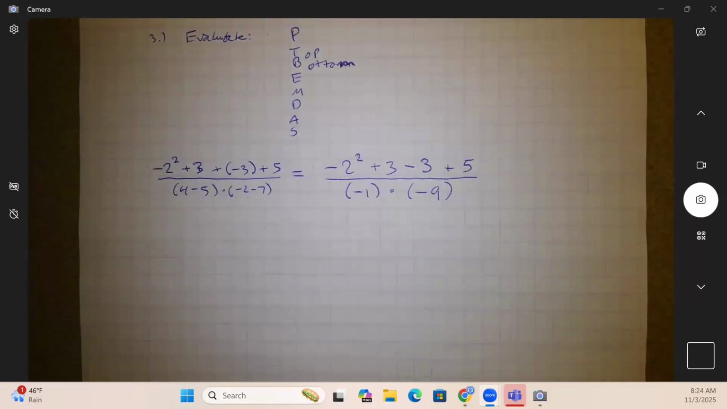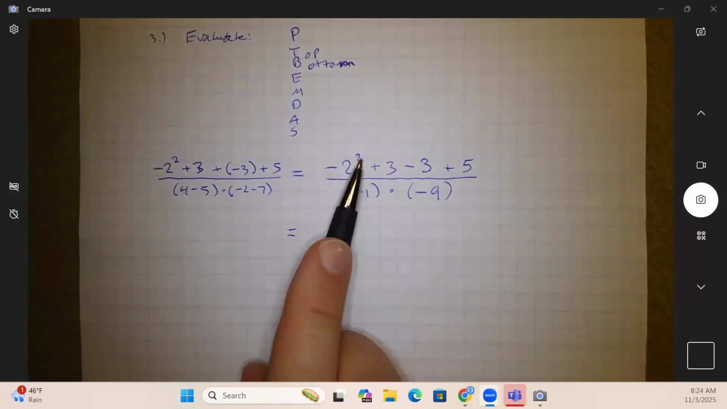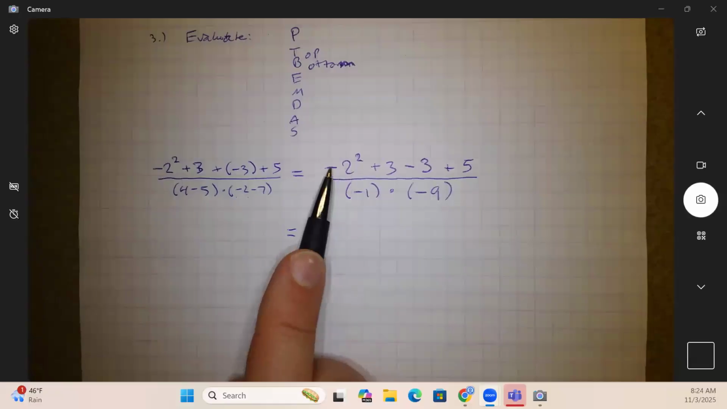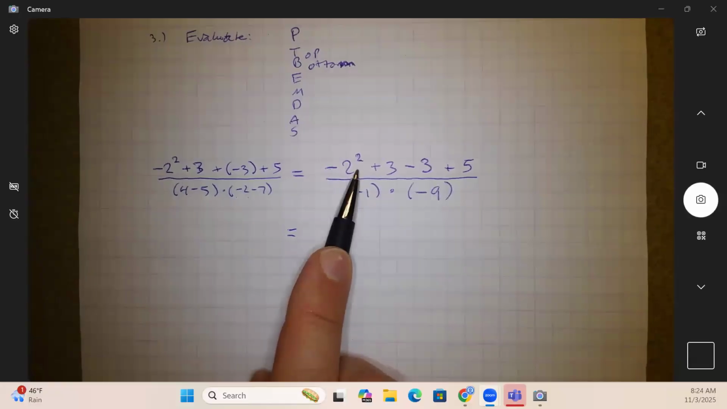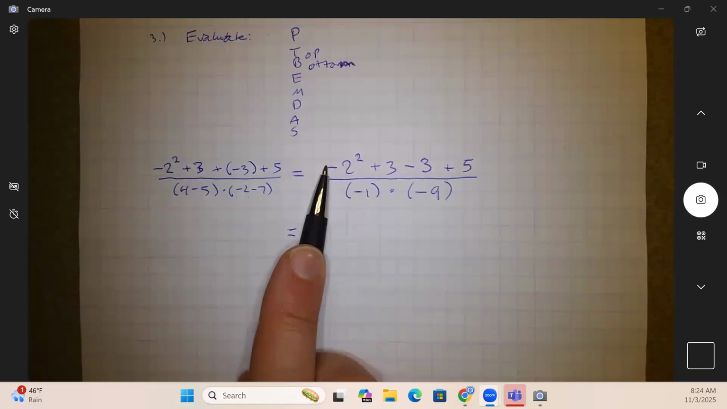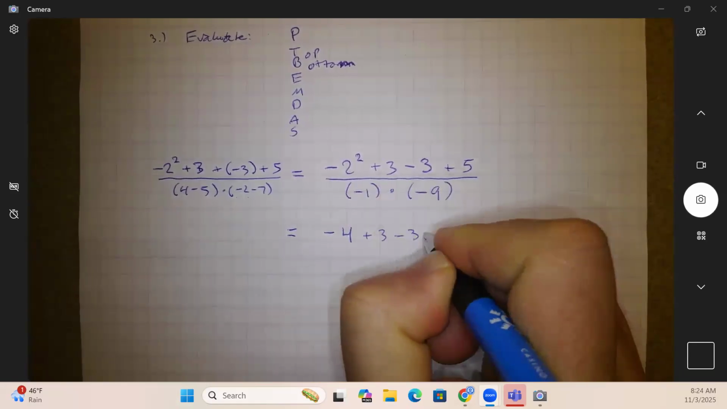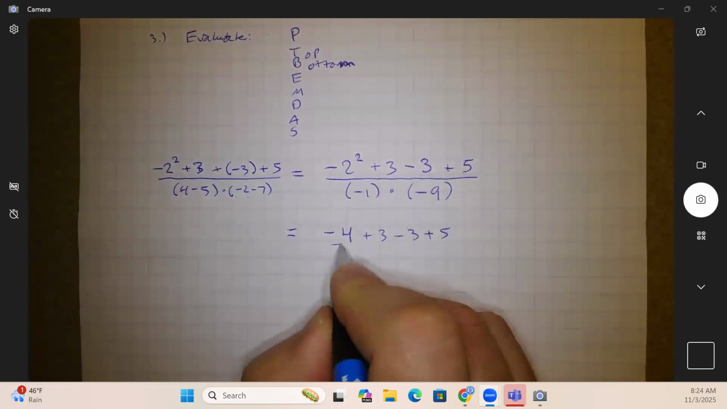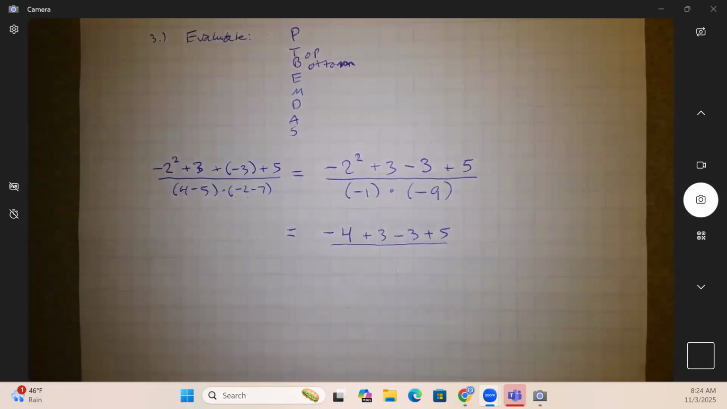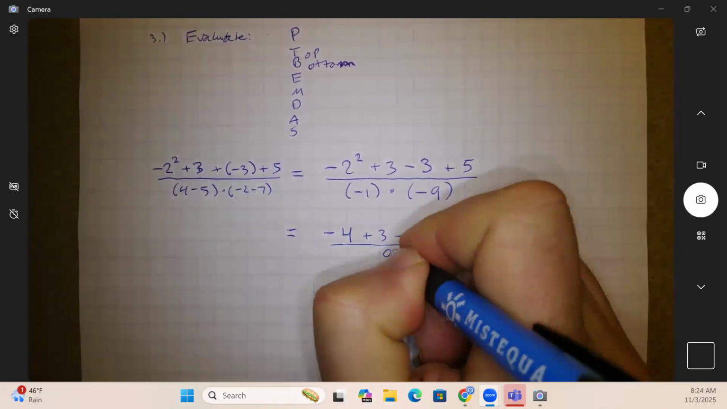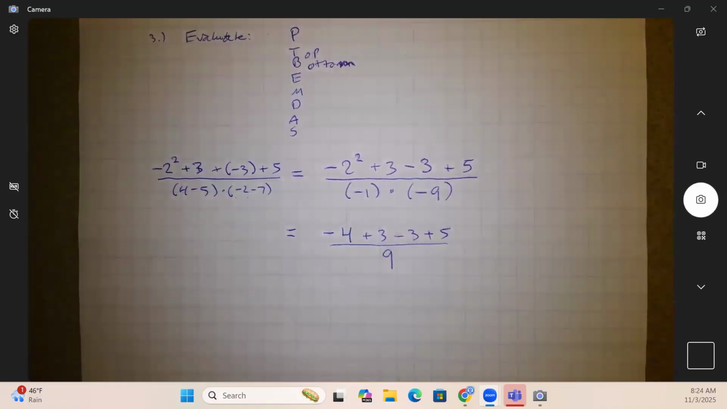Okay. Now taking care of the top and the bottom separately, let's take care of the top first, and we have something to a power, so we're going to evaluate that first. Now remember, the minus sign out front means you do the power and then you apply the negative. So it's going to be -4 plus 3 minus 3 plus 5 on the top. And -1 times -9 is +9 on the bottom.